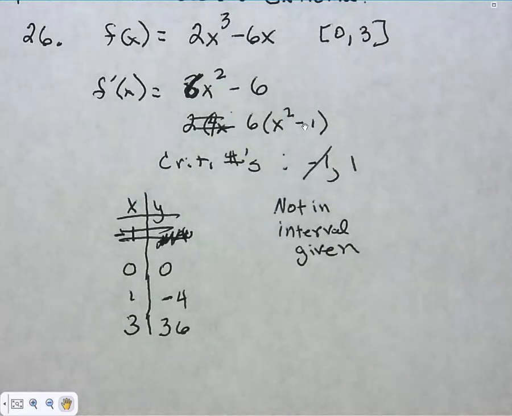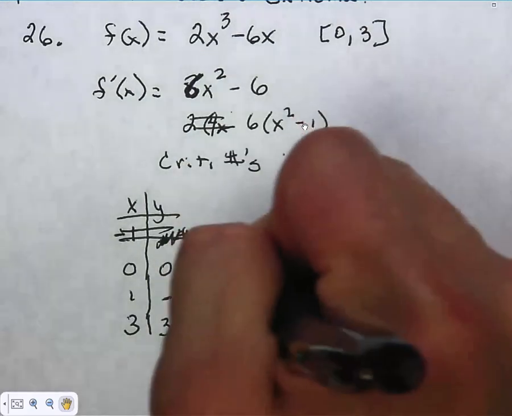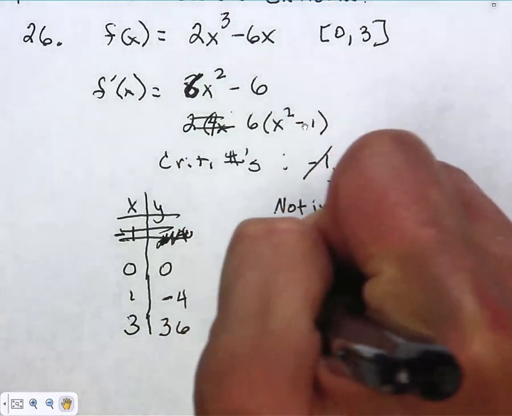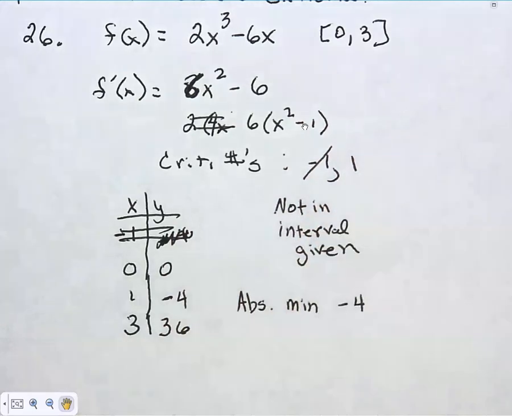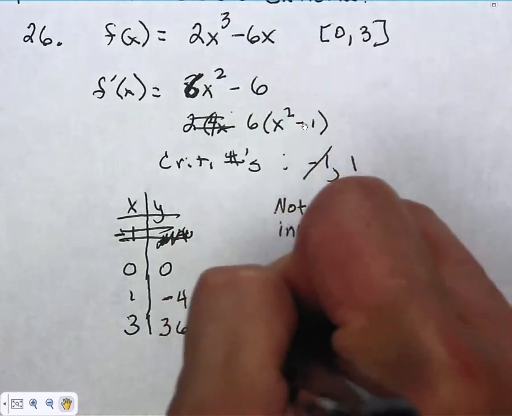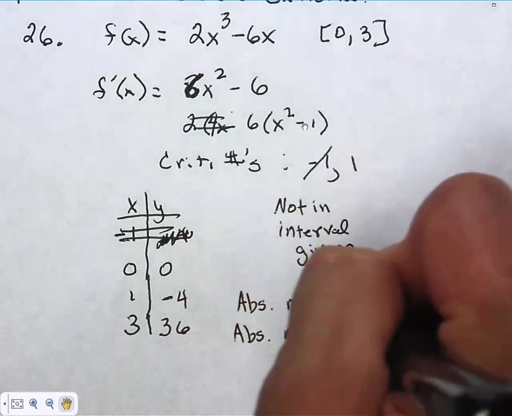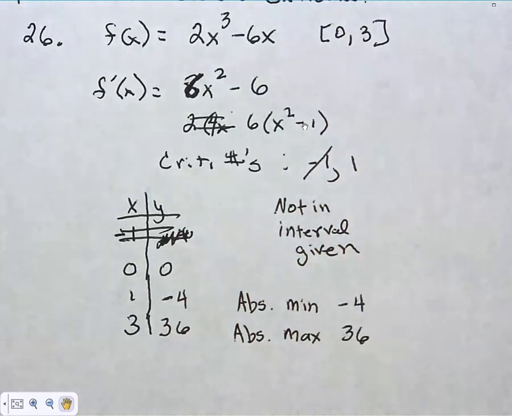When I ask you for extreme values, I'm asking you for y values, the function values. So what's the absolute minimum? -4. And the absolute maximum? 36. 1 and 3 are where they occur, but absolute extrema are always y values. So the absolute min is at -4, and the absolute max is 36 on that closed interval.